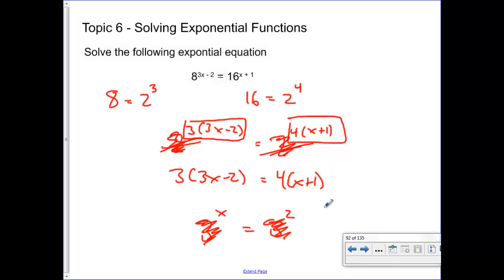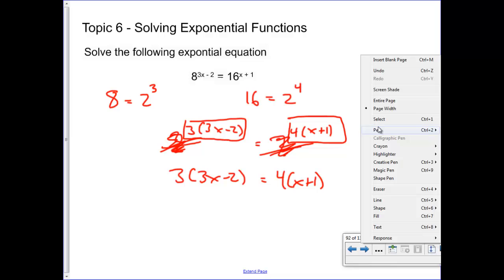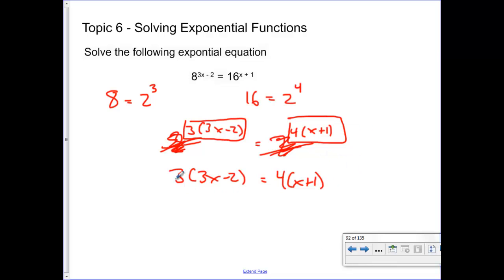So last thing here is I can expand this now. So this 3 that came because it was 2 to the 3, it has to multiply. So you'd actually have, let me erase this stuff here. So 3 times 3x would give you 9x. 3 times minus 2 would give you minus 6. 4 times x will give you 4x. 4 times 1 will give you 4.